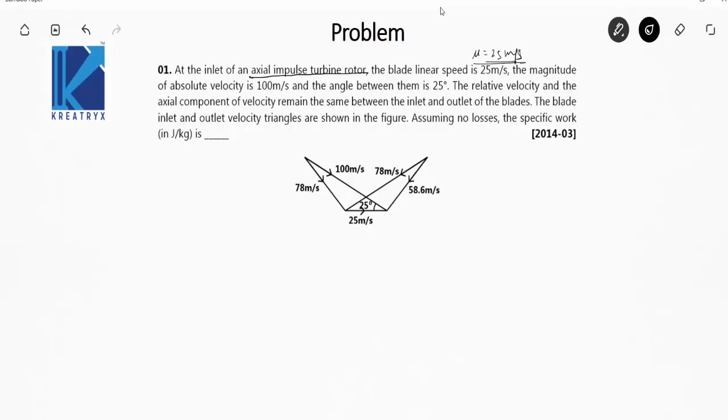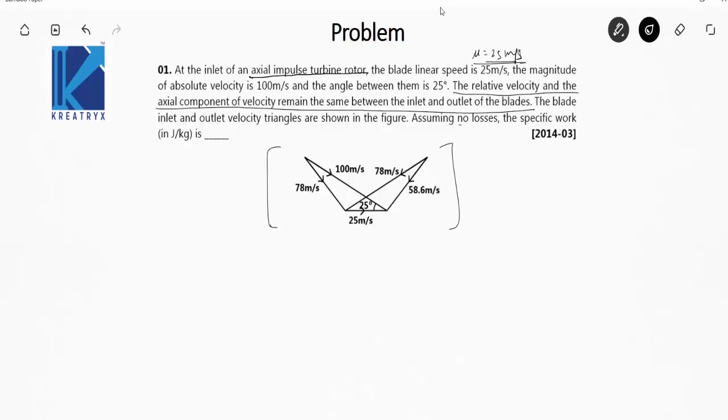The magnitude of absolute velocity is 100 meter per second and the angle between them is 25 degrees, as shown in the velocity triangles. These are the velocity triangles which have been given to us. One is the inlet velocity triangle and the other is the outlet velocity triangle. The relative velocity and axial component of velocity remain the same. This is the key line, that the relative velocity and the axial component of velocity remain the same between the inlet and outlet of the blades. The blade inlet and outlet velocity triangles are shown.